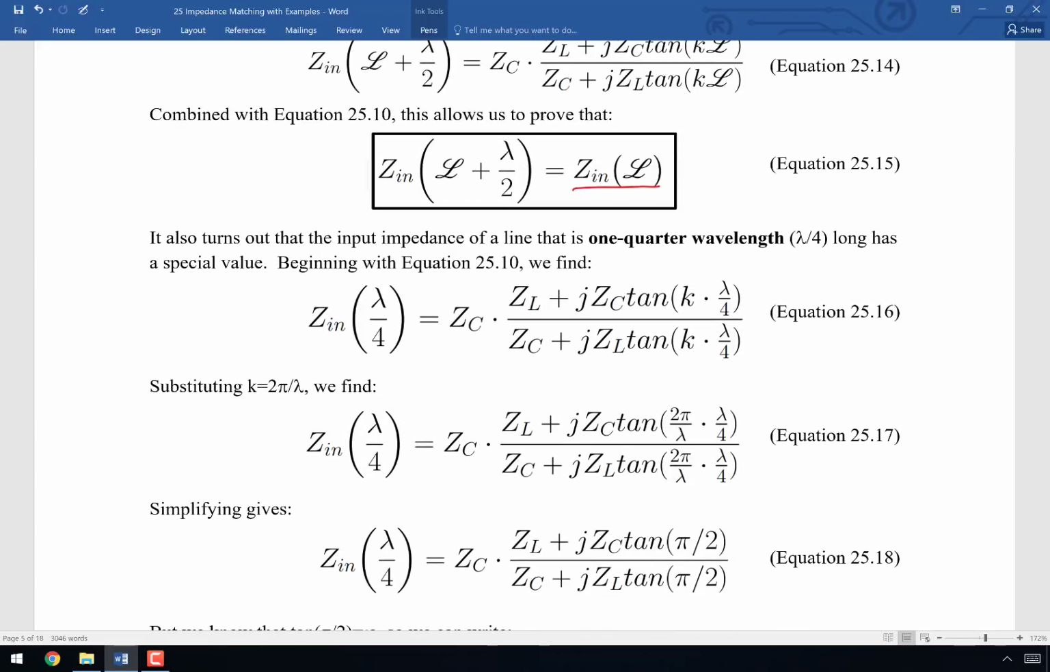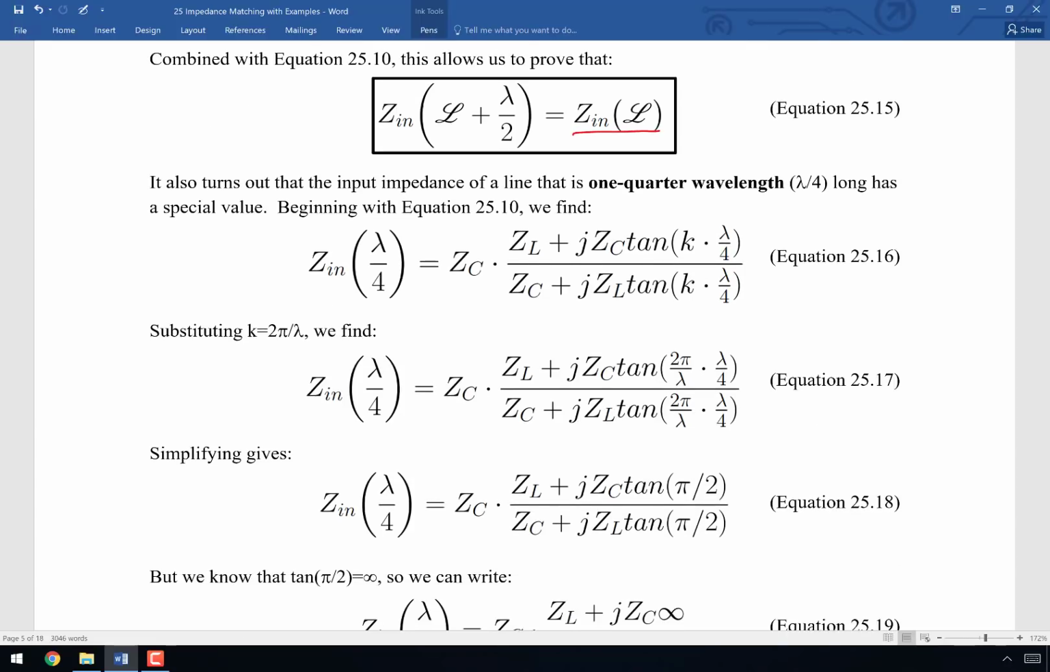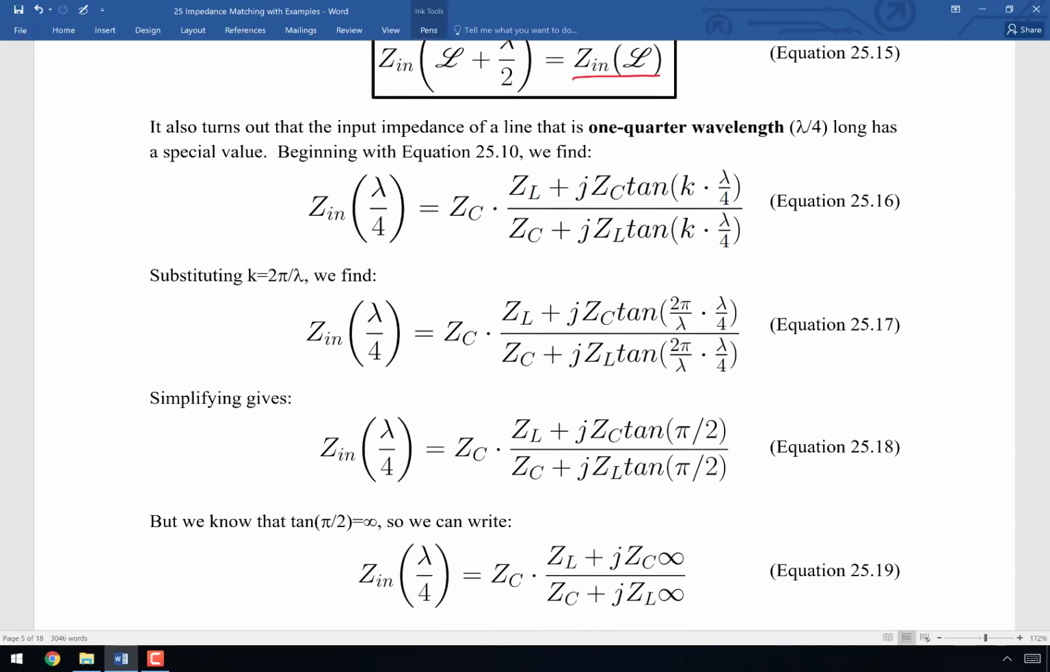Now, it turns out that the input impedance of a line that is exactly 1/4 wavelength long has a very special characteristic, and so we're going to talk about that. We're going to start with equation 25.10, which is our equation for the input impedance of the line. We're going to plug in L equals lambda over 4. So we have lambda over 4 here, and we have lambda over 4 here. We're going to replace k equals 2 pi over lambda, and then the lambdas are going to cancel. And then the 2 pi over 4 becomes pi over 2.